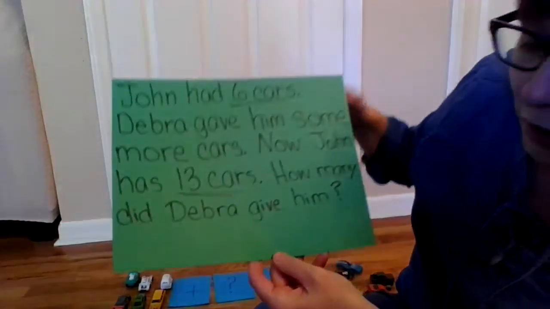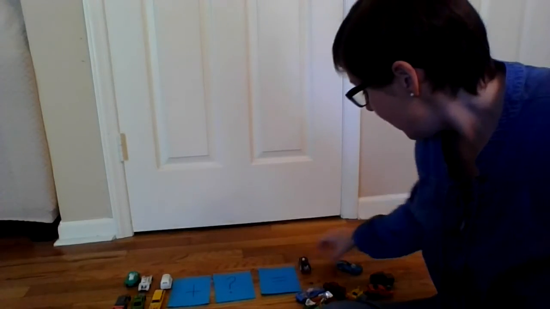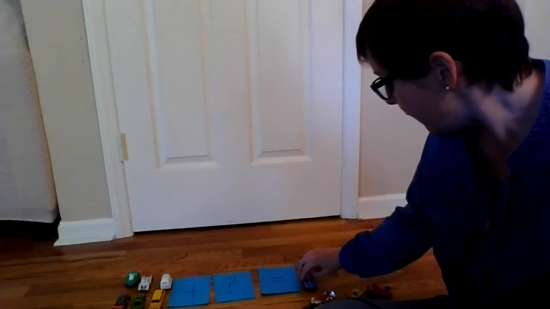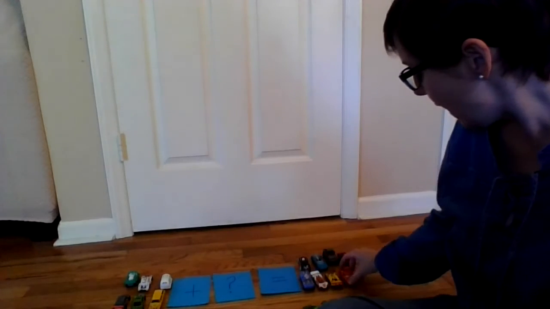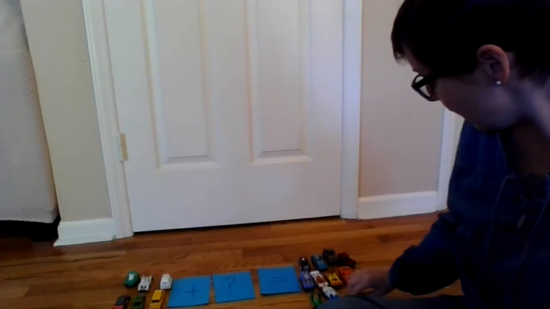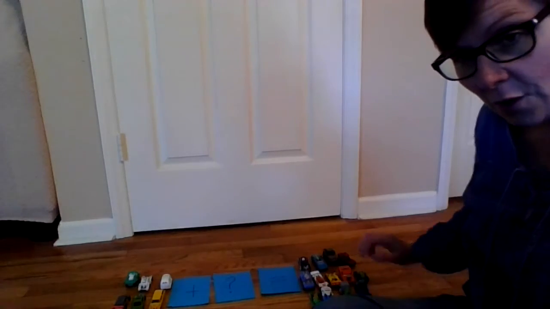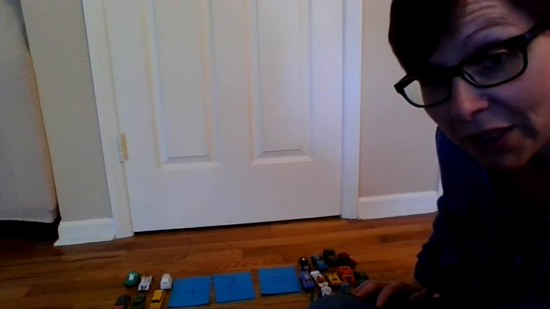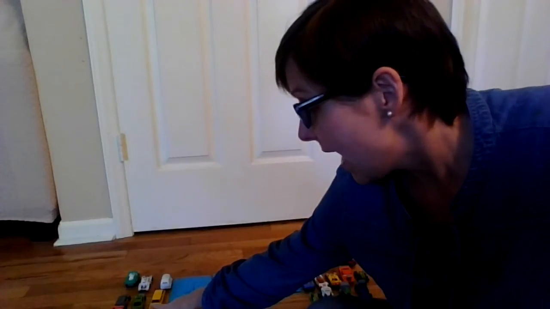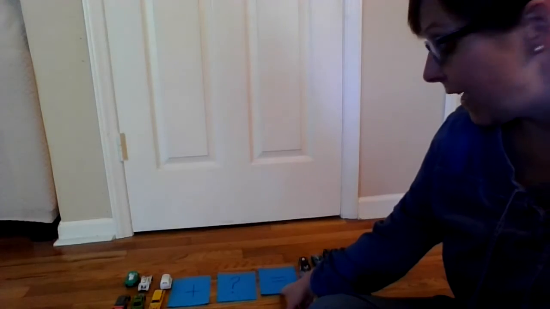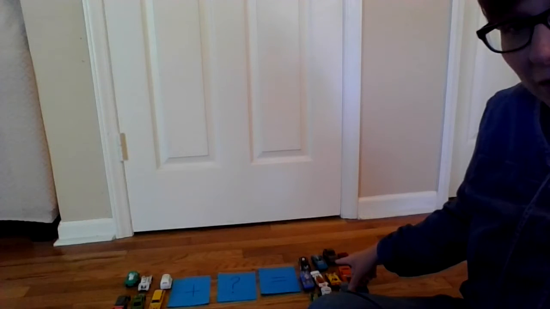So now we have to count out 13 cars because that's how many he ended up with. 1, 2, 3, 4, 5, 6, 7, 8, 9, 10, 11, 12, 13 cars. So what we're trying to figure out is the question mark. John had 6. We added some that Deborah gave him. That's what we don't know. And in the end, his total was 13 cars.